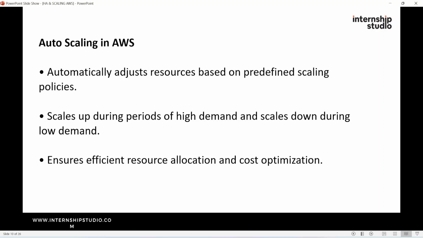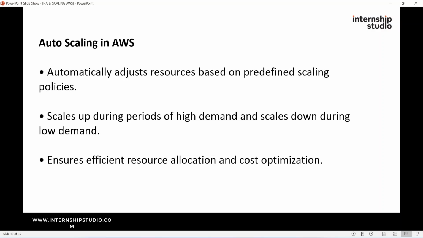So it also leverages machine learning algorithms. So autoscaling offers something called predictive scaling. So it will predict and anticipate changes in the demand. By analyzing historical data and patterns, the service can proactively scale resources before the demand spikes, preventing performance degradation and ensuring a very smooth user experience.